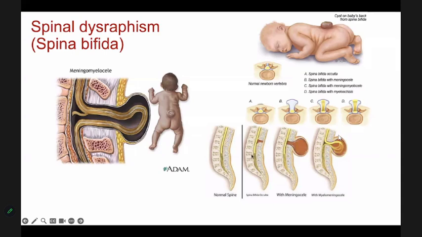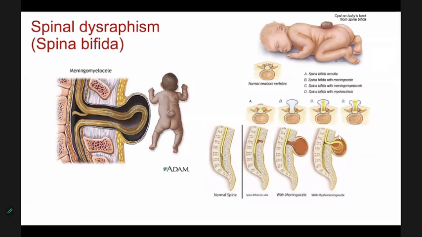This is what we don't see. This is what we see. This one has definitely good skin coverage, and it's just the dura which has invaginated. This one may have complete coverage or may not have complete coverage, or it may just have a very thin wall which gets easily ruptured in the process of delivery, right?